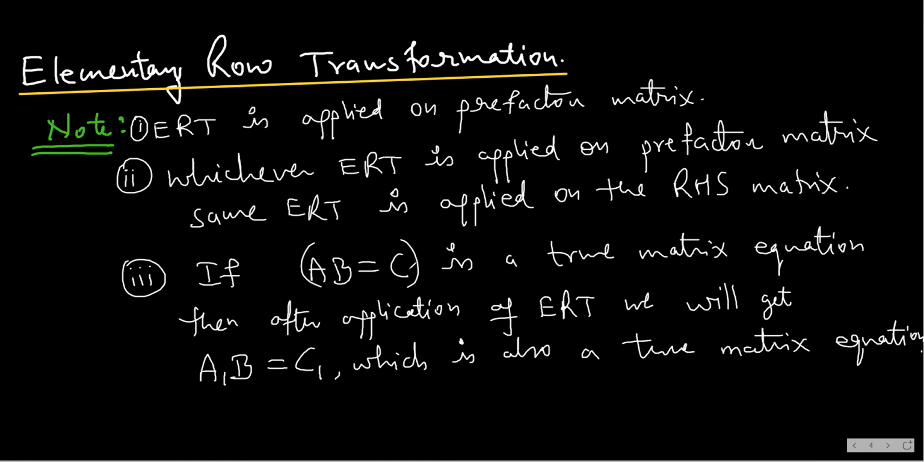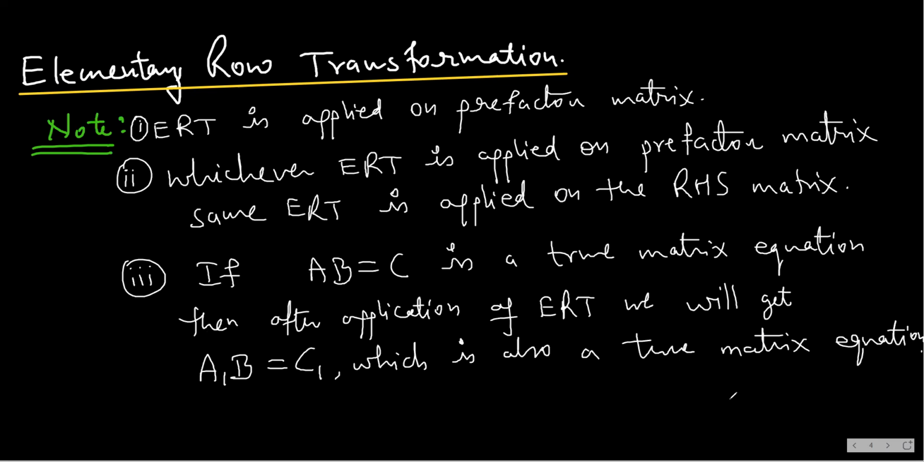And if AB equals C, after the application of ERT, became A1B equals C1, because A got changed to A1 and C got changed to matrix C1. So the next equation will also be true if the first equation was true.